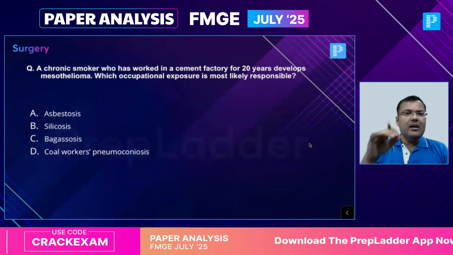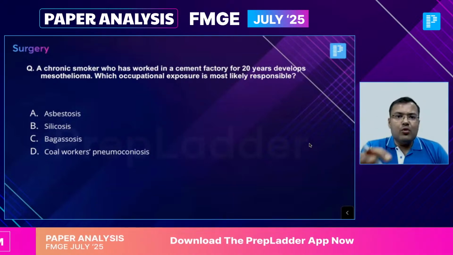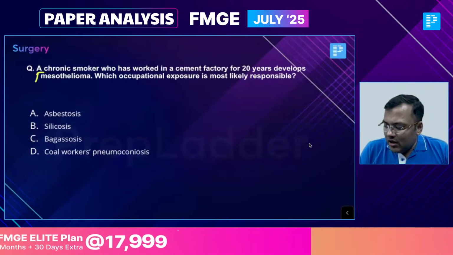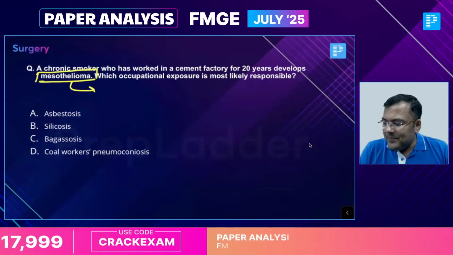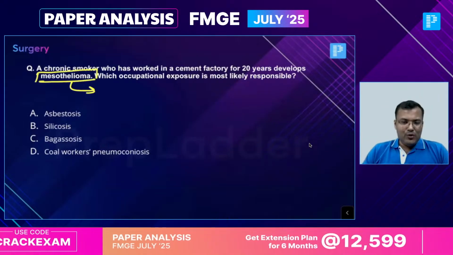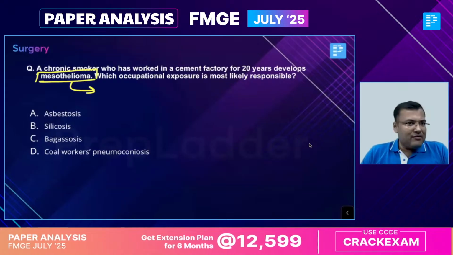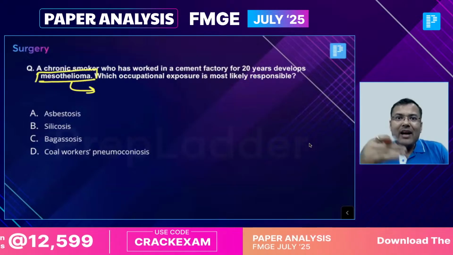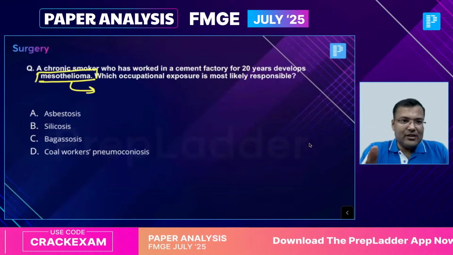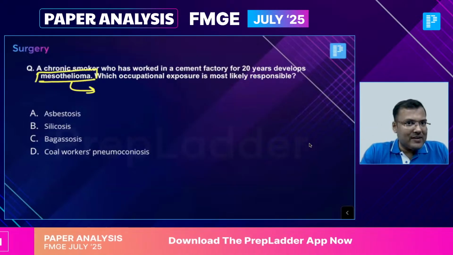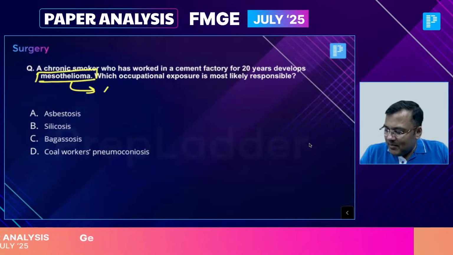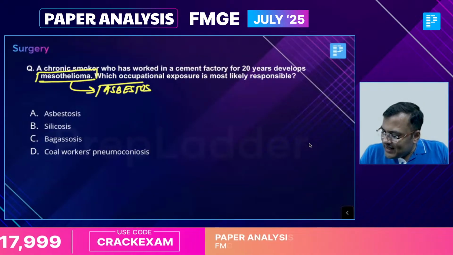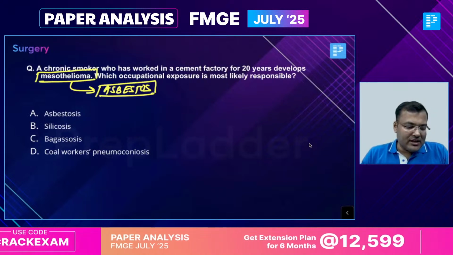Next, this question: a chronic smoker who has worked in a cement factory for 20 years develops mesothelioma. All of you know that smoking does not increase the risk of mesothelioma. Smoking is not a risk factor for mesothelioma; it is a risk factor for carcinoma lung. Asbestos exposure is a risk factor for mesothelioma as well as carcinoma lung. So what is the problem here? Asbestos. Mesothelioma is typically associated with asbestos exposure.